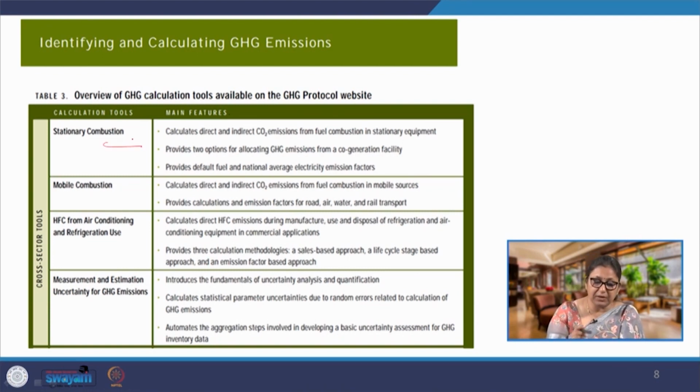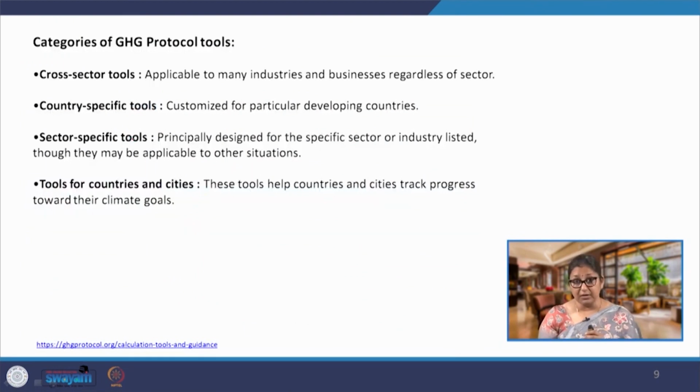So, the tools could be looking specifically at the CO2 emissions resulting from stationary combustion for different processes. Each specific process has a tool for that, and similarly for each of these. There are a lot of tools that are already available, and they are available on different platforms.